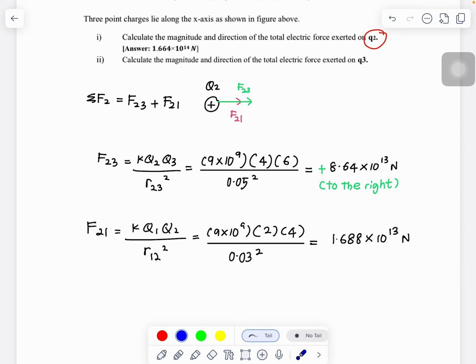Okay, and oh sorry, bukan, it's not 1.6. Okay, misalnya tengok, it's at exponent 13 Newton, and also it is to the right. So dia positif lah, wajib letak sign di depan dan tulis statement dia lah, direction dia ke mana.